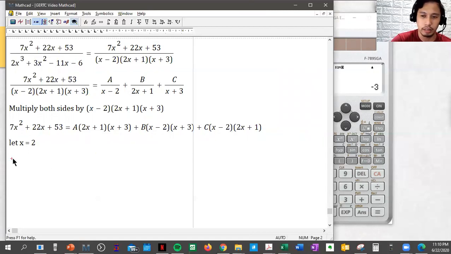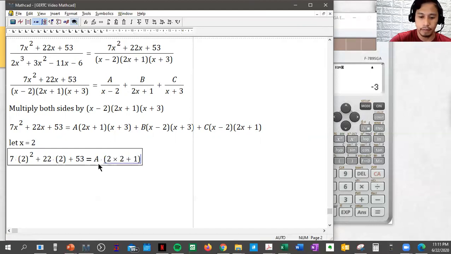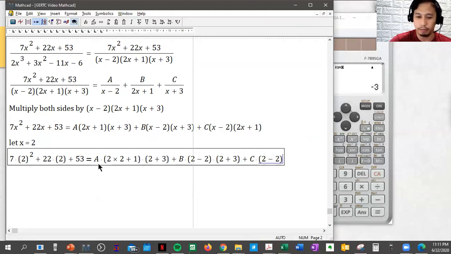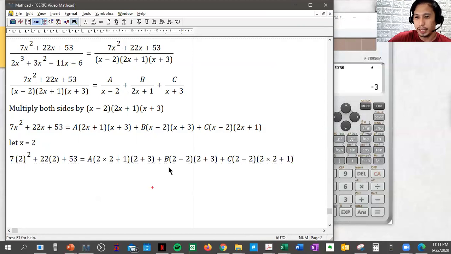So, this will become 7 times 2 squared plus 22 times 2 plus 53, and that is equal to A times 2 times 2 plus 1 times 2 plus 3, plus B times 2 minus 2. So, makakancel yan. 2 plus 3, pwede nga hindi na lang i-write yan, pero isulat ko na lang. So, 2 minus 2 times 2 times 2 plus 1. Again, that makes these terms 0, that x equal to 2. So, yung matira na lang is A.